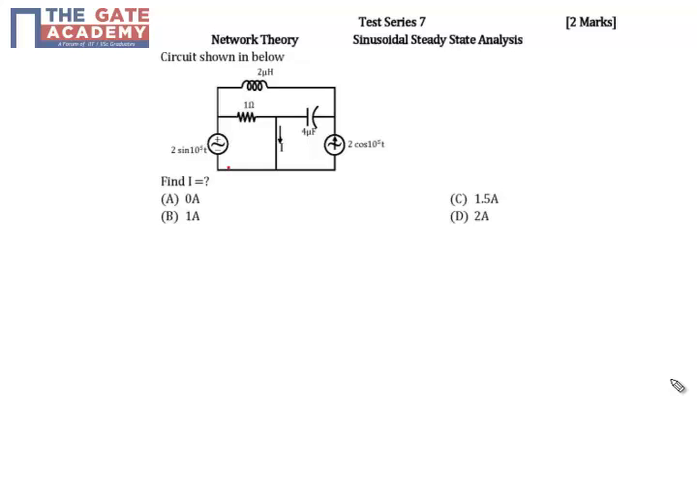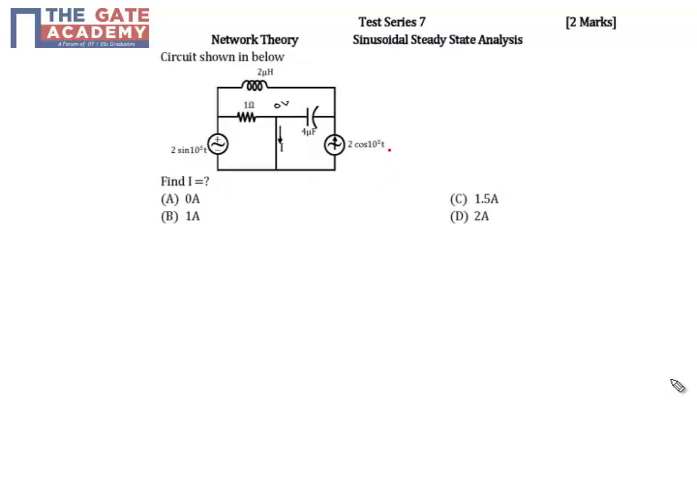The given problem is asking for the value of current I in this circuit. If you see here, this is a voltage source and this is a current source. This is at 0 volts because this is a ground point, so that means this is also at 0 volts. When it is 0 volts, the voltage between these two is nothing but this value.